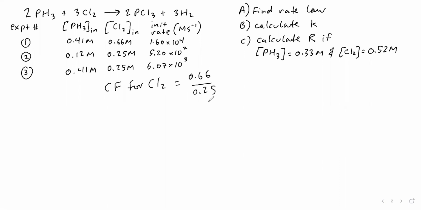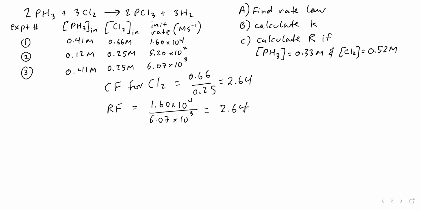So when we take 0.66 over 0.25, we get the number 2.64. So there's our concentration factor for Cl2. All right, then we do the rate factor for those same two rows. And so we're thinking about, again, the rate in experiment 1 over the rate in experiment 3. So 1.6 times 10 to the fourth, 6.07 times 10 to the third. We do the math, and lo and behold, we get 2.64.